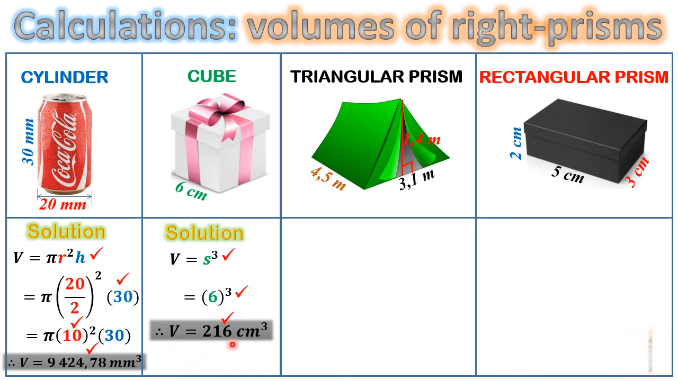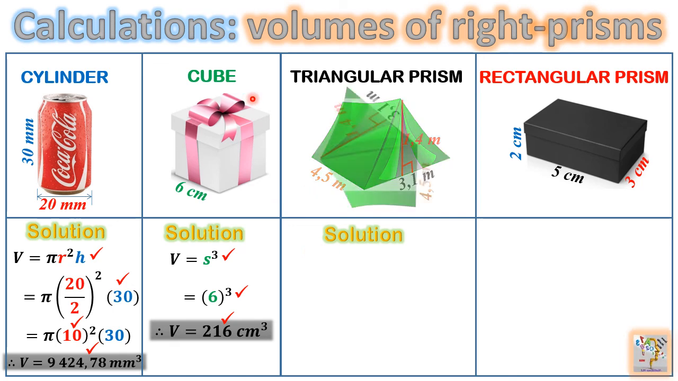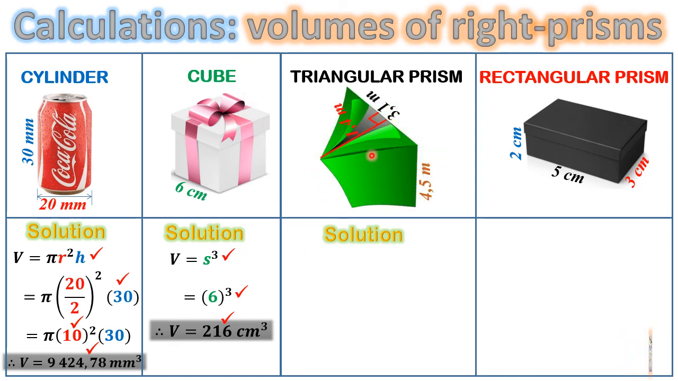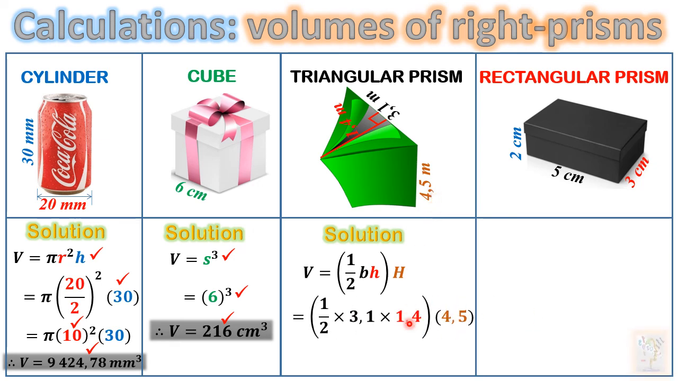Very simple. Okay, moving along, then we take the triangular prism. You do the same. Your solution will be, write down the formula, but before you write down the formula, you must orientate it correctly. If you put it in such a way that the top and the bottom are the same, then you can identify the height of the prism. Now you write the formula: V is equal to half base multiplied by height. So the height of the base, which will be 1,4, and then the height of the prism, which will be 4,5.